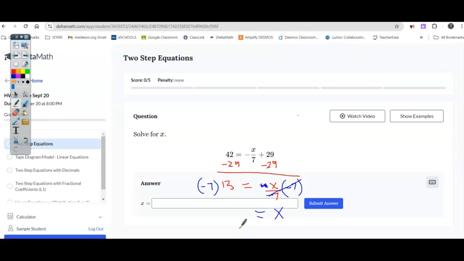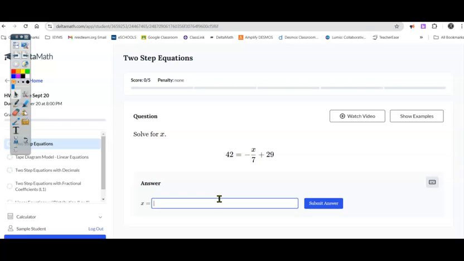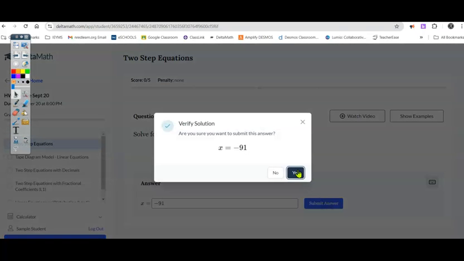So it's negative 7 times 13. I'm going to use that Desmos calculator online again. I'm going to clear everything out, and the negative button on Desmos is the subtraction key. So negative 7 times 13, and it's negative 91. So I'm going to go back here and type negative 91 and submit my answer.